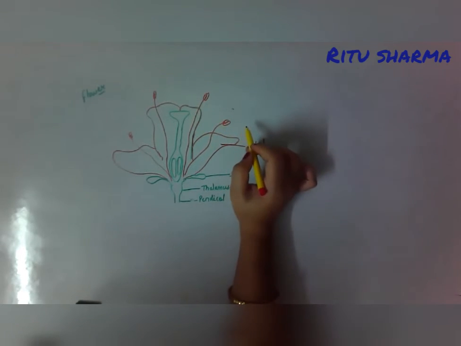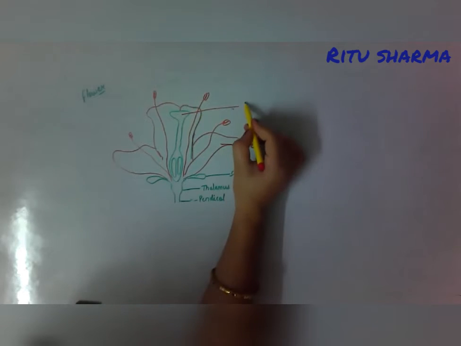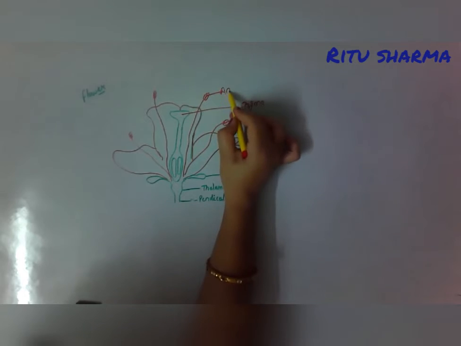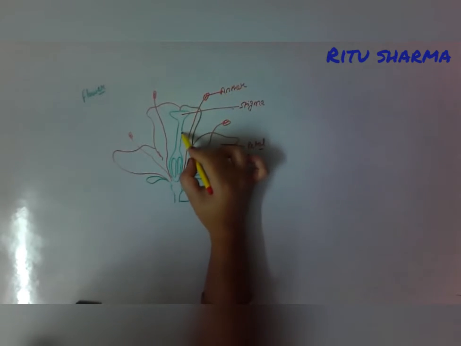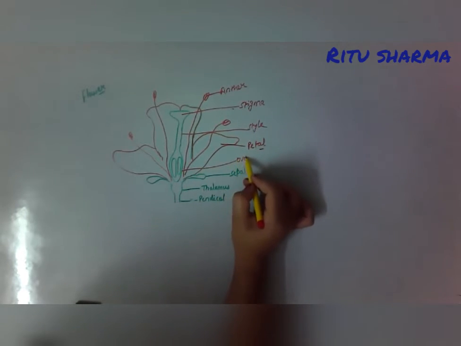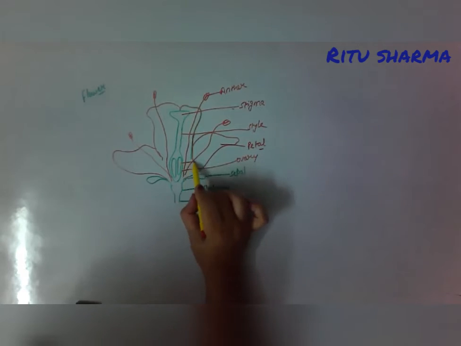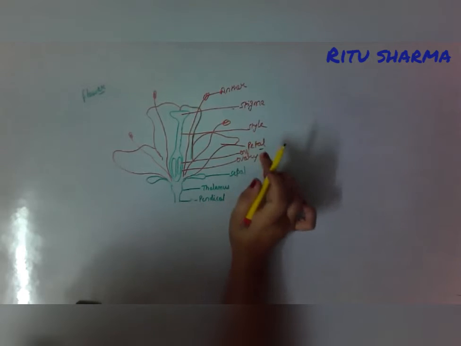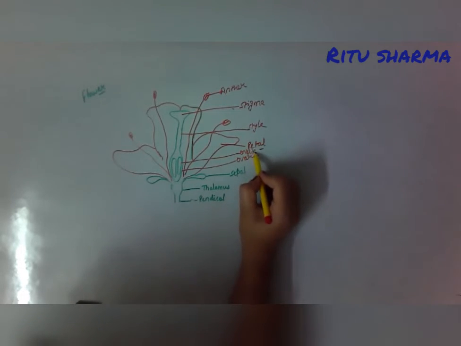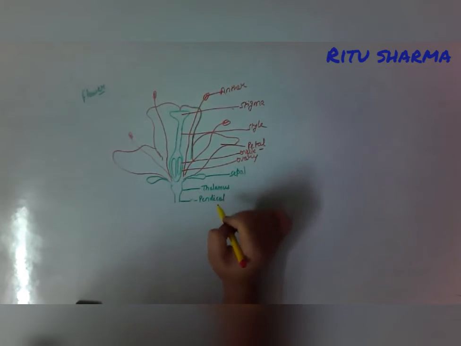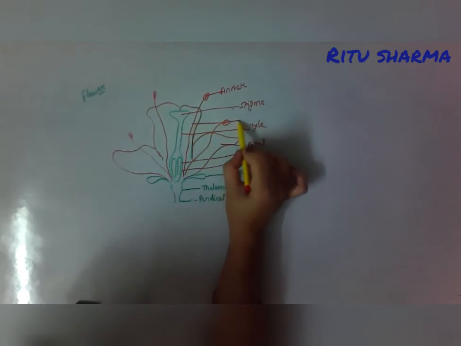Okay. So this is stigma. This is anther. This is style. This is ovary. It consists of various ovules, we can say 1, 2, 3, even 4, 5 also, it can consist based on the different species of the plant. This is thalamus, this is pedicel, and this is filament.